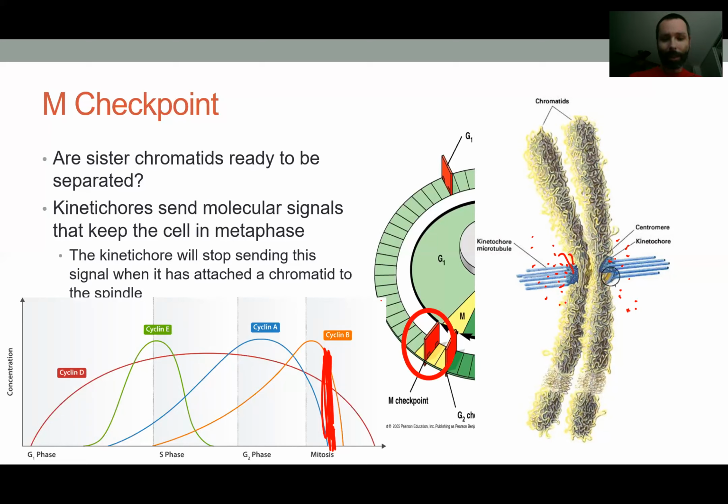So as soon as, here's a better way to say it maybe, as soon as these signals go away, the cell is free to break up the cyclin B, and the concentration drops really fast. And when that drops, that's the signal to go to the next phase, which would be anaphase. Again, you shouldn't have to explain it in case I did a bad job of that example.